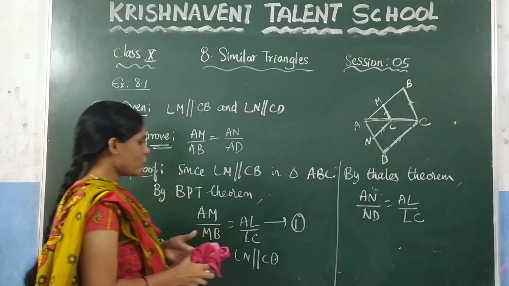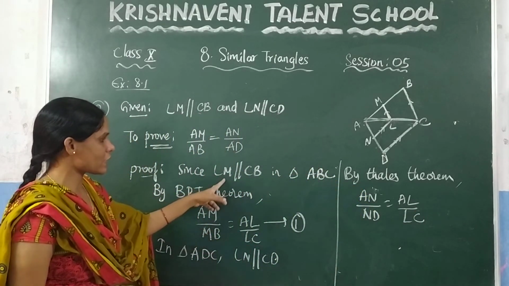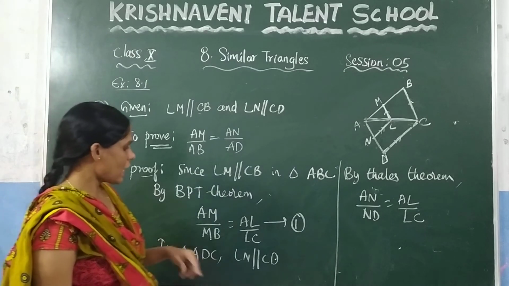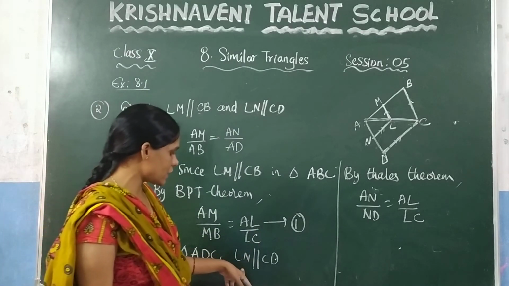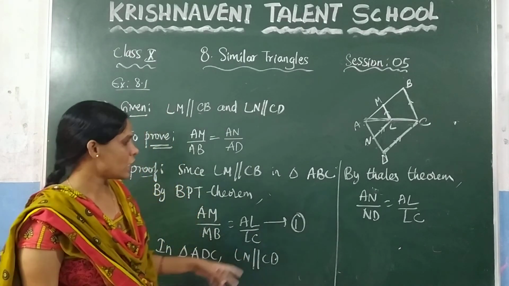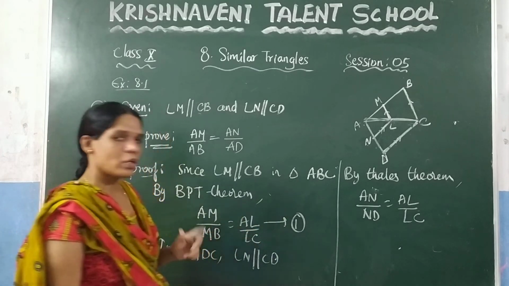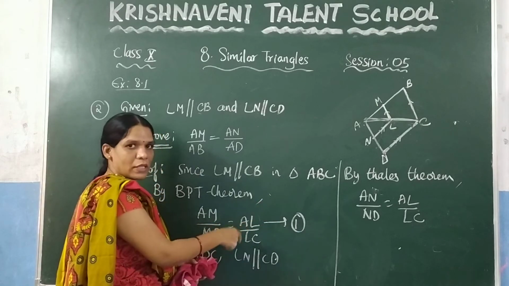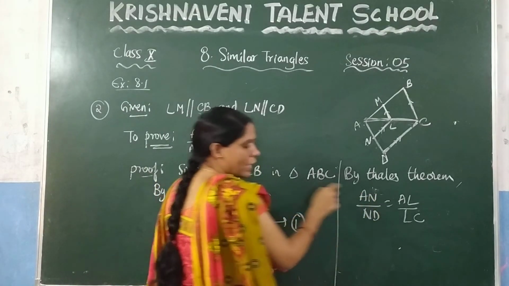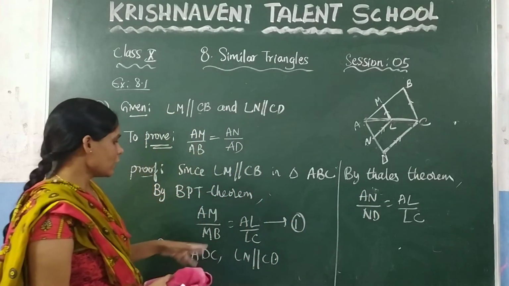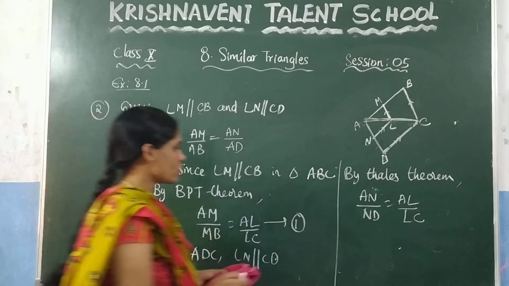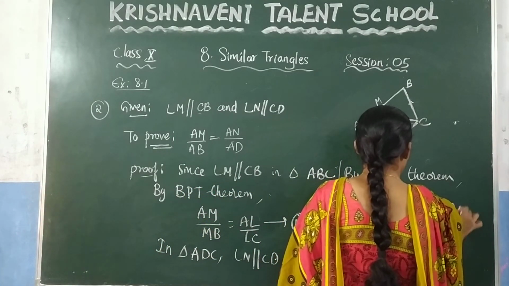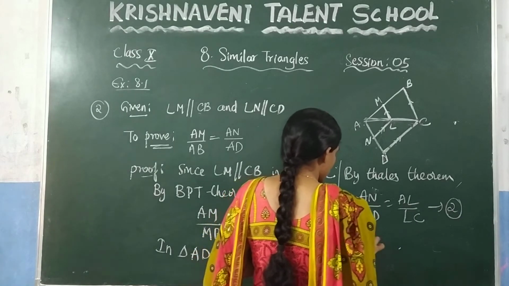So here we got this equation. If you consider this condition, LM is parallel to CD, and we got one more equation if you consider this condition, LN is parallel to CD. Now you can compare these two equations here. You can observe that in the LHS part both are the same. Here AL by LC is there. Here also AL by LC is there. So you can equate the LHS part. So write it here, from equations 1 and 2.